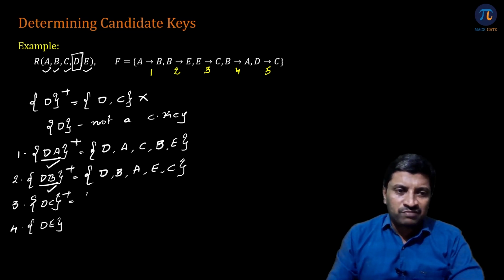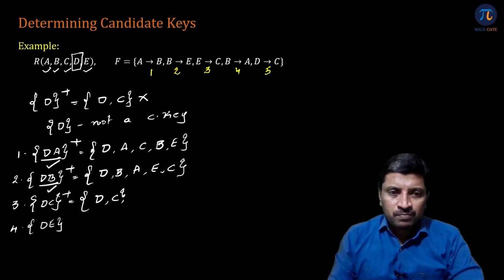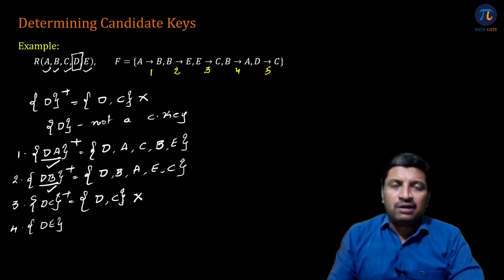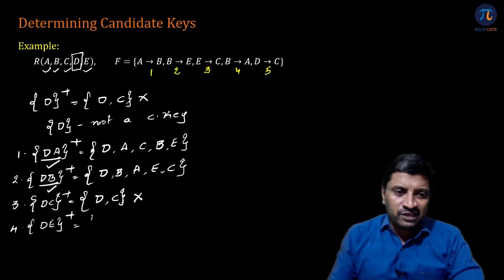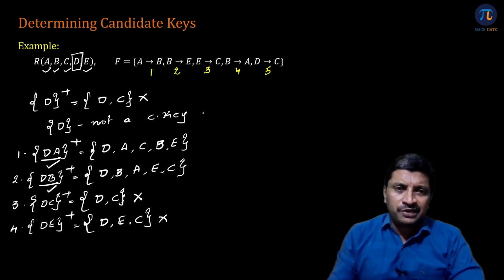What about the closure of DC? With D comma C we can get D comma C. Now anything else? No. We are not getting all the attributes. So this will not be a candidate key. What about the closure of DE? With DE, then with E we can get C. With C nothing is possible. So we are not getting all the attributes. So this is also not a candidate key.